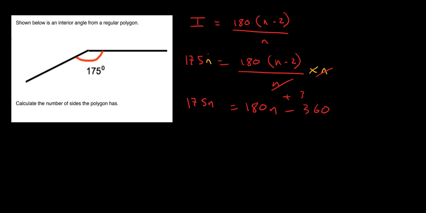So we can add 360 to both sides and subtract 175n from both sides. And we are left with 360 is equal to 5n. So we divide both sides by 5, and we have 360 divided by 5, which gives 72.